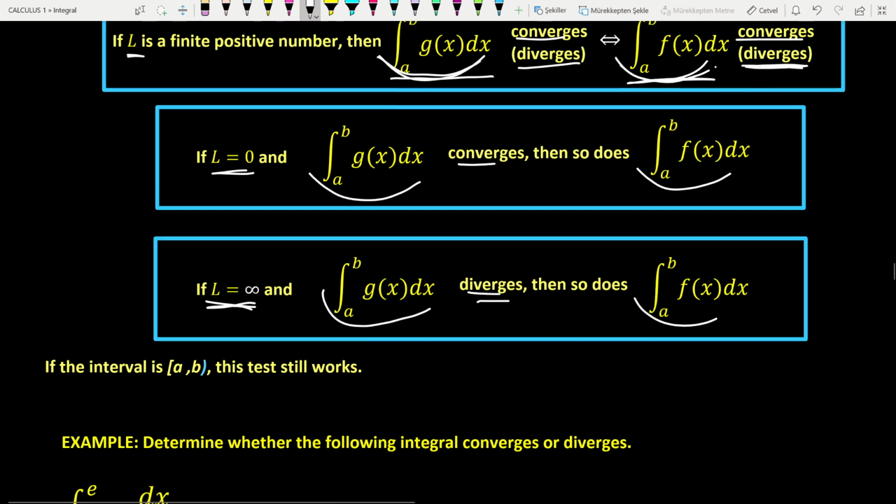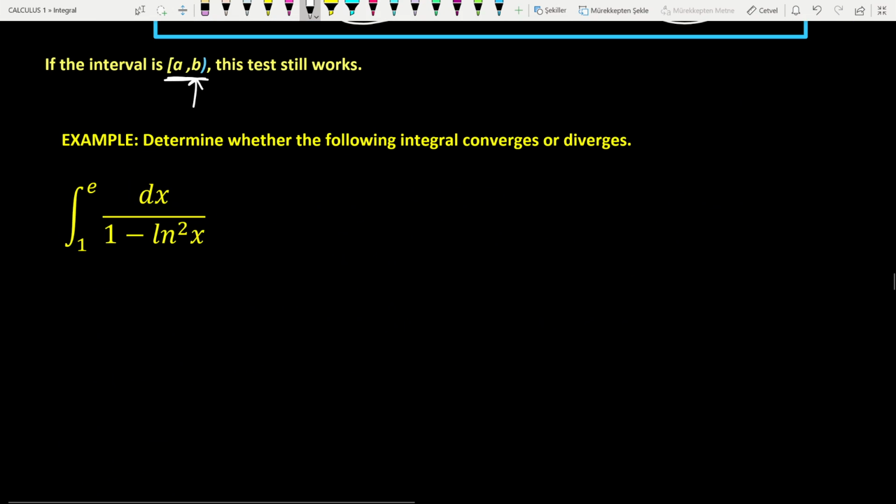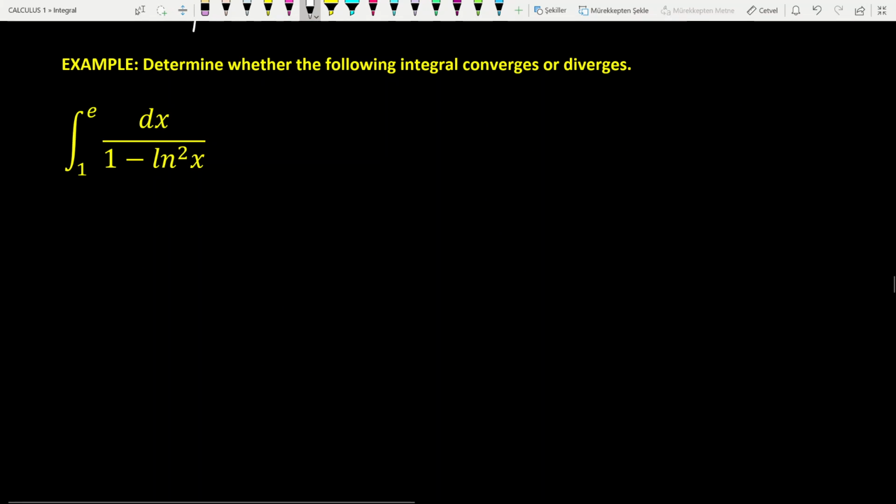Let's look at the questions. By the way, we have these cases also. If f and g are not continuous at the other endpoint, which is b, this test still works. Okay. Now let's look at this example. Determine whether the following integral converges or diverges.